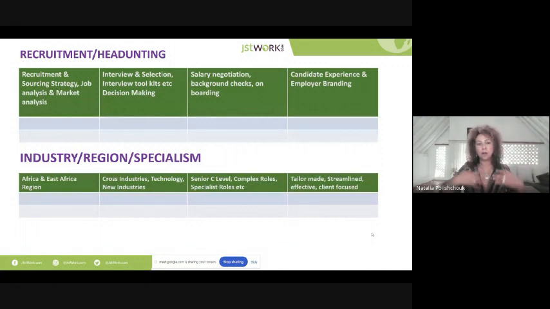And then, of course, my main line of business, recruitment, which is everything from recruitment strategy, sourcing strategy, market analysis, job analysis, to interviewing, everything to do with the selection and interviewing, negotiating, background check, onboarding, candidate experience. This is something that I bring on board. I may be able to look at areas of these skills that are transferable.